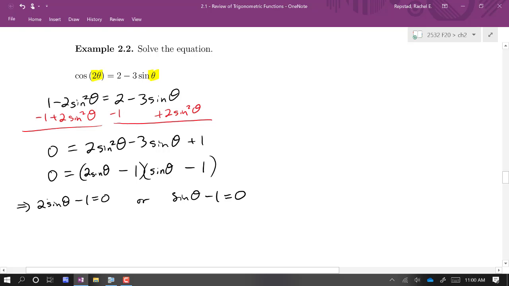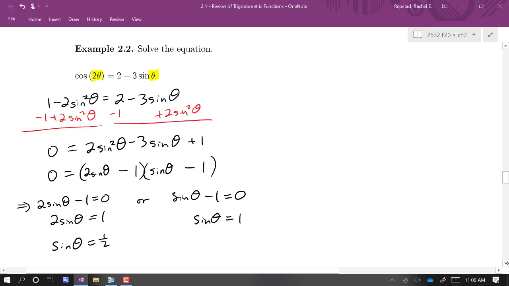And solving each of these is now a bit simpler. So on the left equation here, I'll add 1 and then divide by 2. So we have sine theta equals 1/2. On the other equation, just adding 1 gives us sine theta equals 1. Now both of these equations are in the form of sine theta equals some value.